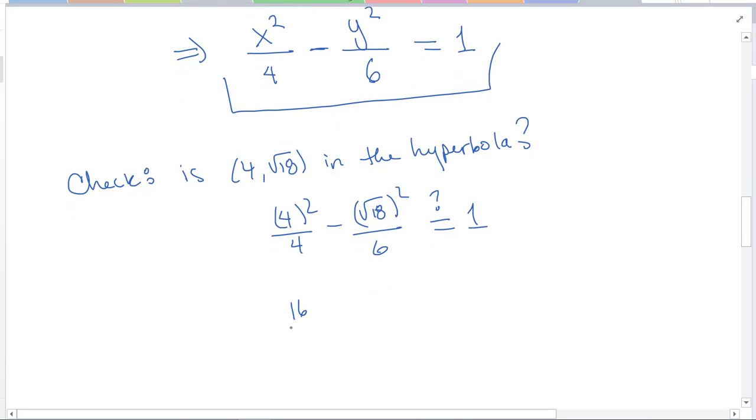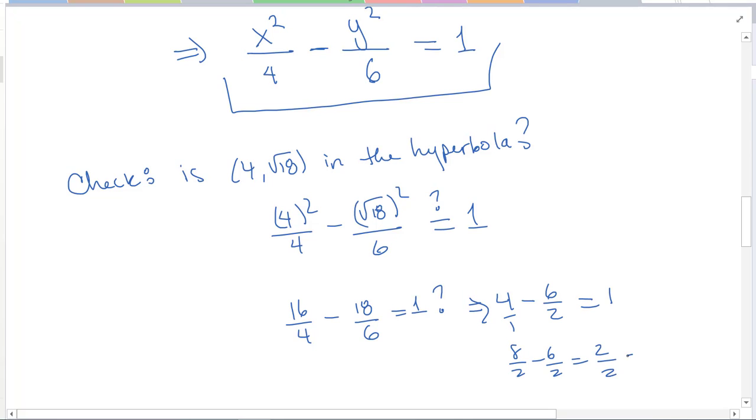So we're going to get, what is this, 16 over 4 minus 18 over 6. And does that equal 1? Get a common denominator or reduce. So if you reduce, right, this becomes 4 minus 6 halves. Does that equal 1? And get a common denominator. So common denominator is 2, so I'm going to get 8 halves minus 6 halves, which is in fact 2 halves, which is 1. So it checks out.